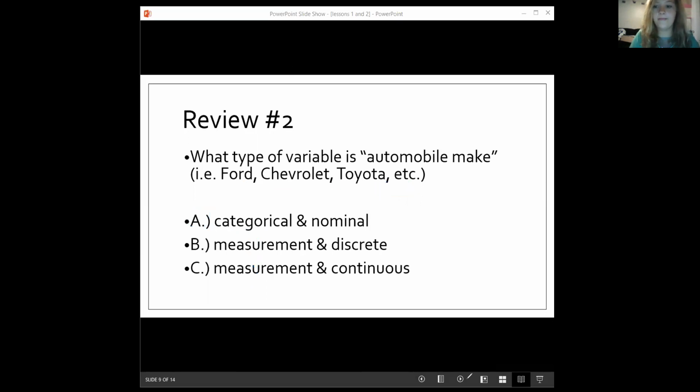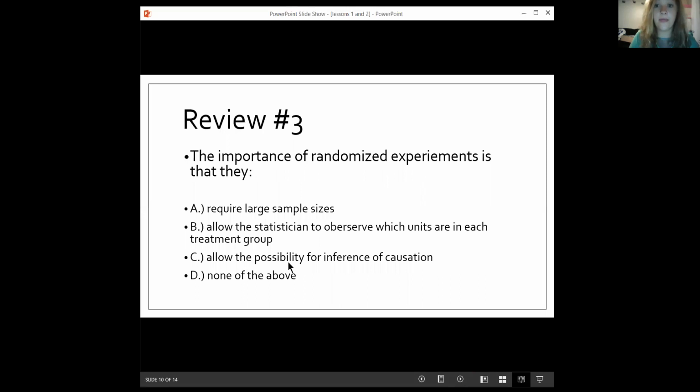All right, number 3. The importance of randomized experiments is that they what? So go ahead and pause and see what you think about this one.